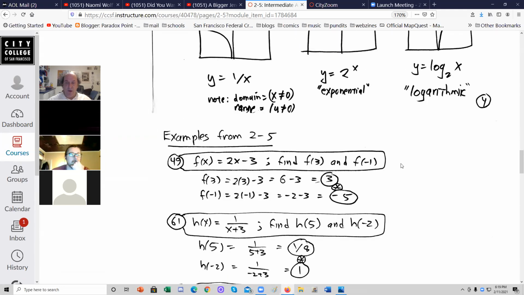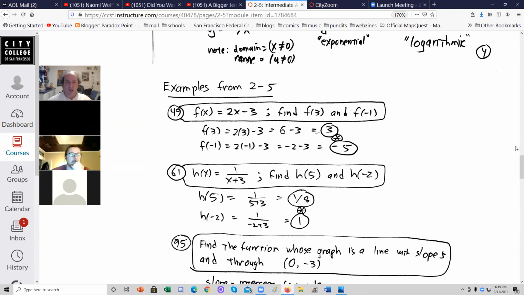So for some examples. Now you evaluate a function at a value by substitution. So for example, if f of x equals 2x minus 3, then we can find f of 3 and f of negative 1 by substituting in 3 and negative 1 for x. So f of 3 is twice 3 minus 3. After some calculating, it's 3. F of negative 1 is twice negative 1 minus 3. That comes out to negative 5.